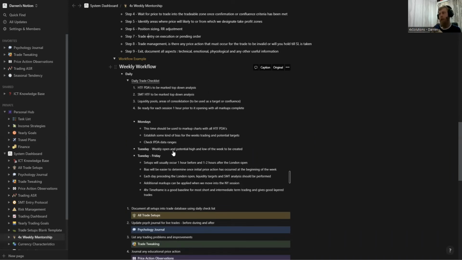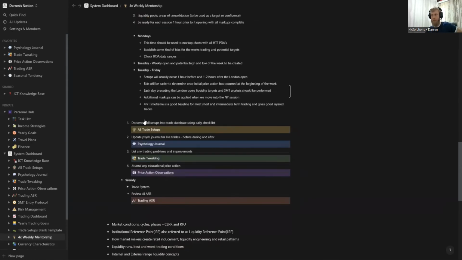Tuesday, the weekly open, a potential high or low of the week will be created, and Tuesday to Friday is basically where I'm looking to take trades, and they are generally forming between London open, 1 or 2 hours in between. I'm having a bias for the week, and basically this is the process that I'm taking to find an entry for the week. And then basically this is my documentation process of the outcomes of those trades.